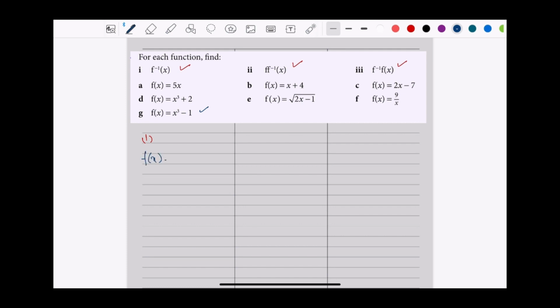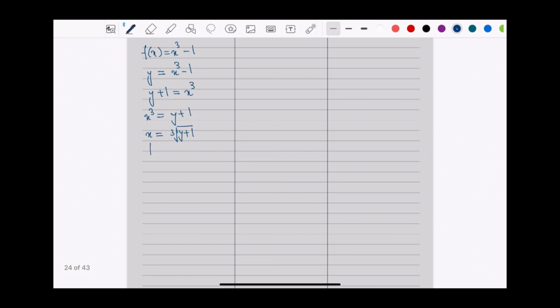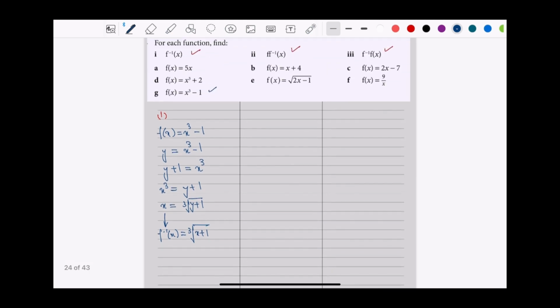It's written as f of x is equal to x to the power of 3 minus 1. As I said, this is y, and I'm finding f inverse of x. y equals x cube minus 1. y plus 1 is equal to x cube. Writing it on the other side and taking the cube root of both sides, x is the cube root of y plus 1. You write this as f inverse of x is equal to the cube root of x plus 1. Now this is f inverse of x.